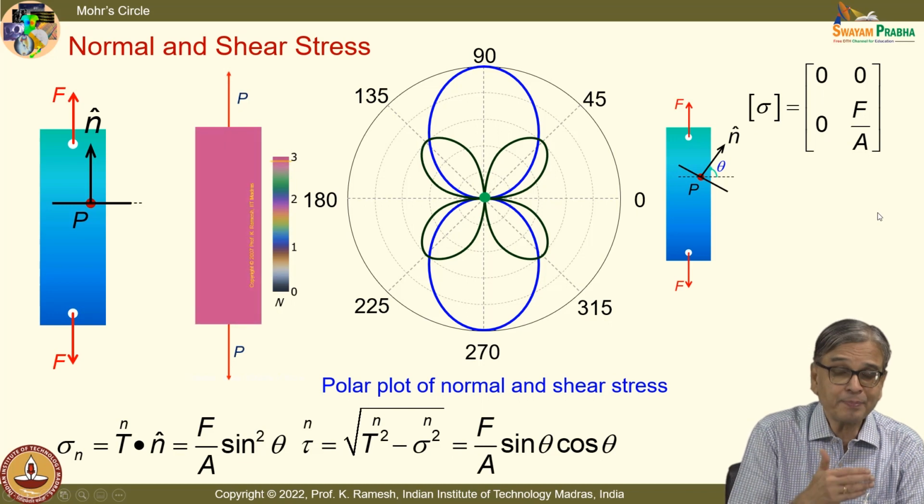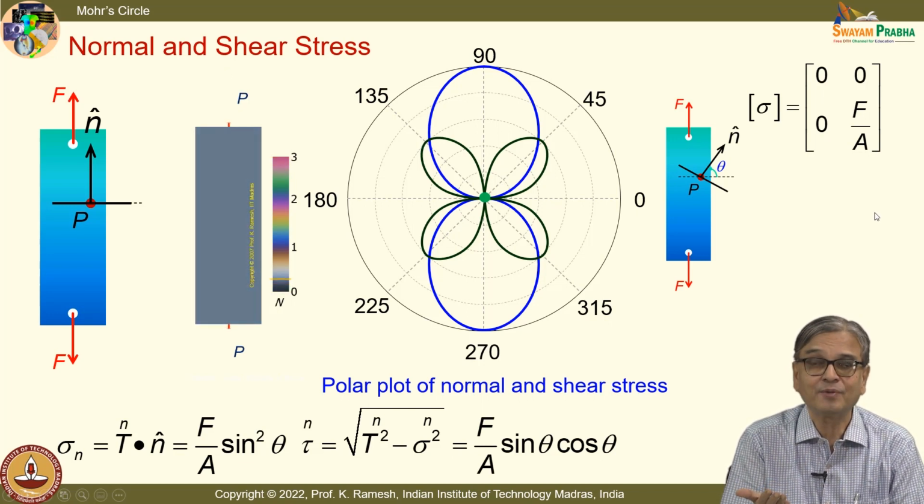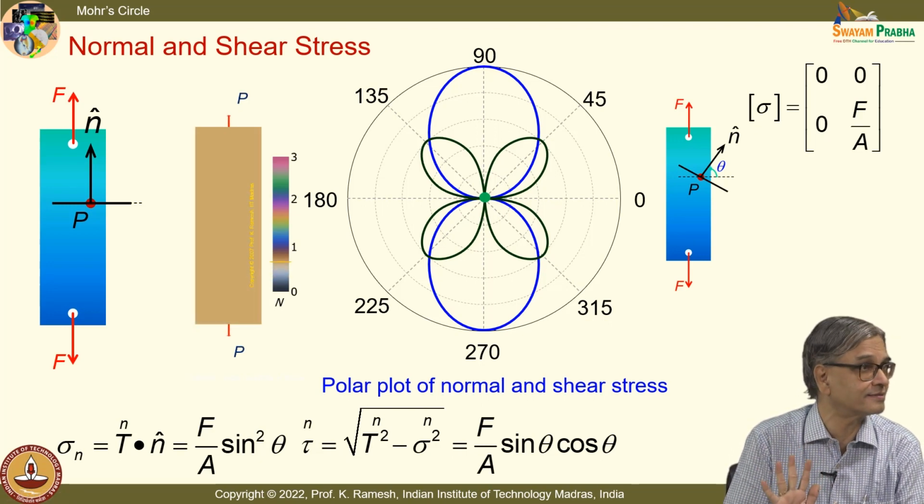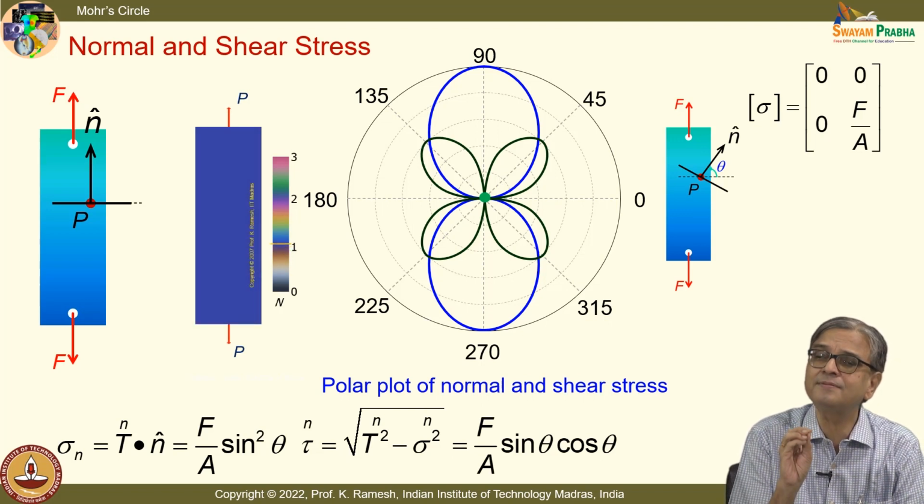And it so happens that these two planes are also special planes, because on these planes I do not have a shear stress, I have only normal stress. So they are given a special name called principal planes.